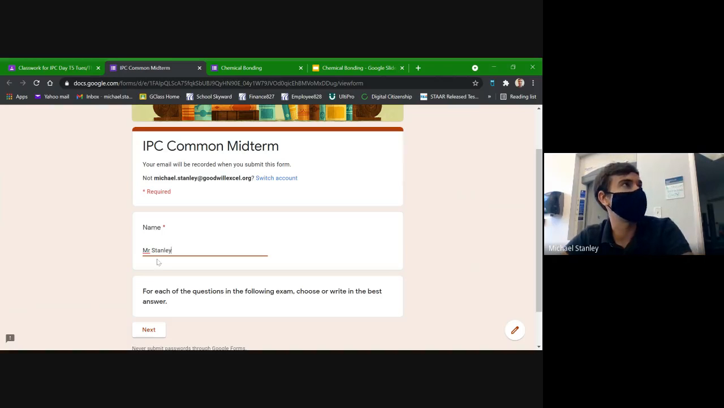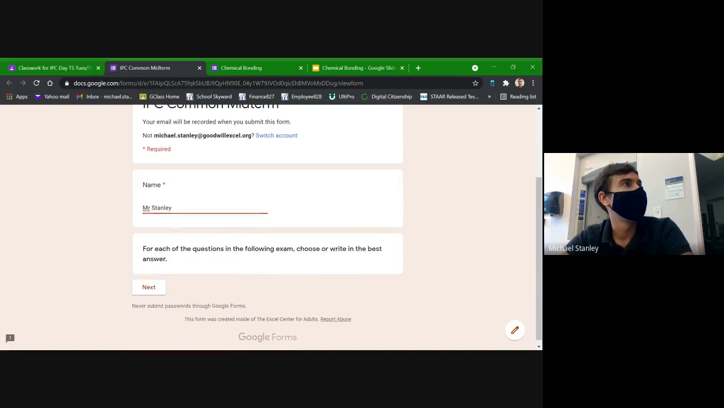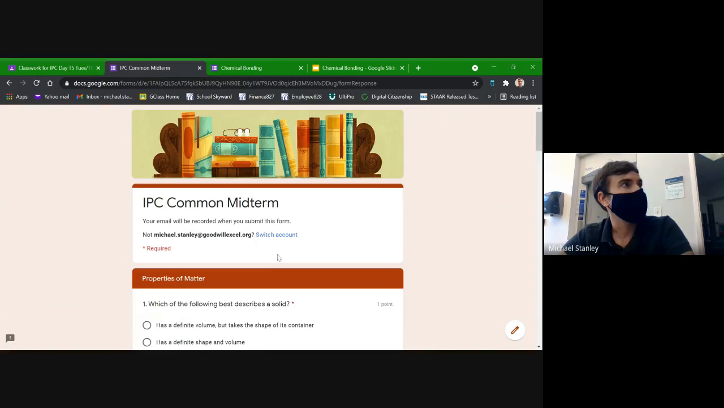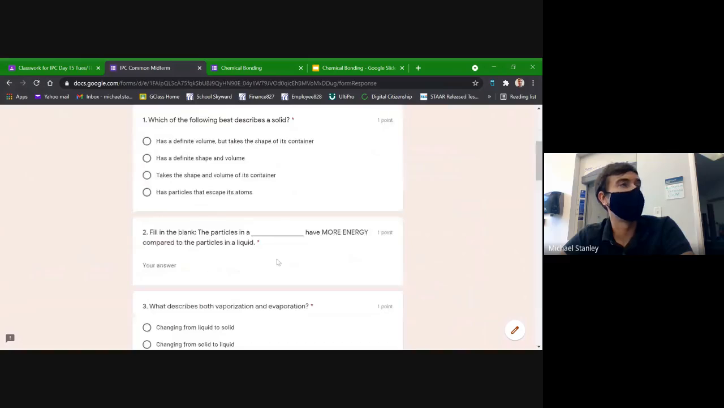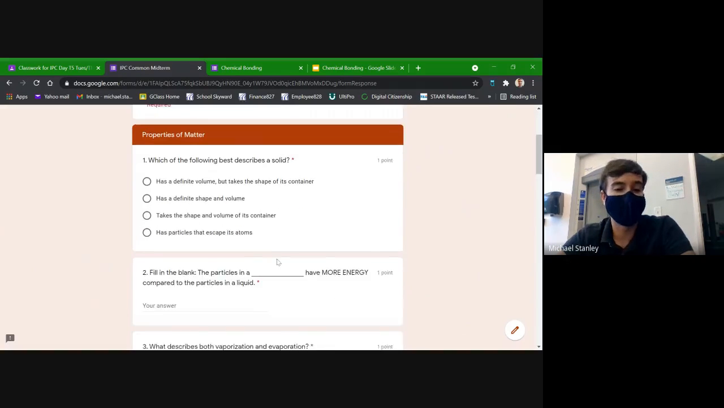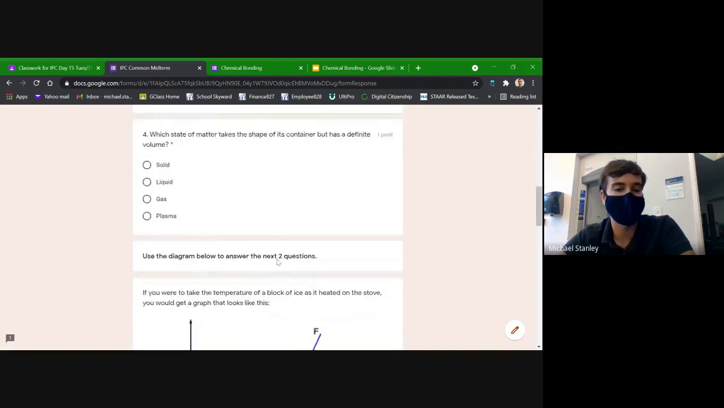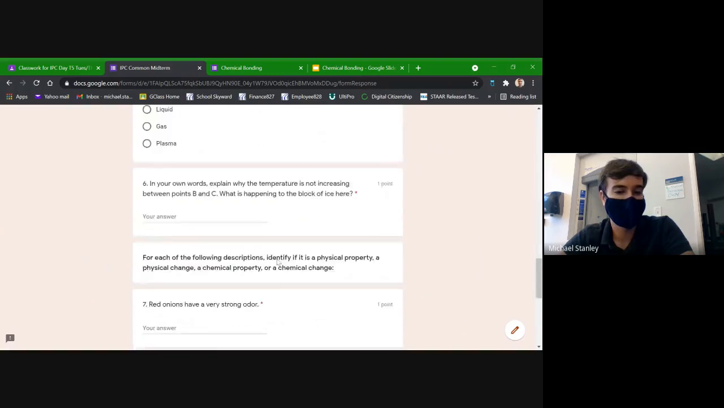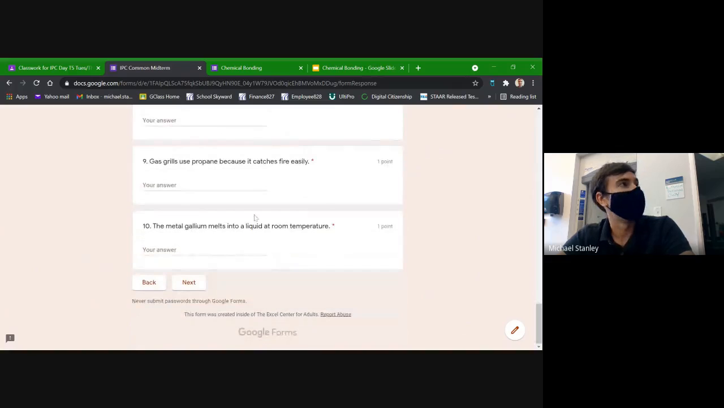The first section is just typing in your name and a little bit of information about answering questions, and then you hit next. Most of them are multiple choice questions. There are some fill in the blank questions, some short answer questions, and there might be some matching questions. You go through, answer them all, hit next, go to the next section, and keep hitting next until the submit button comes up. I believe there are 3 or 4 sections that you'll go through.